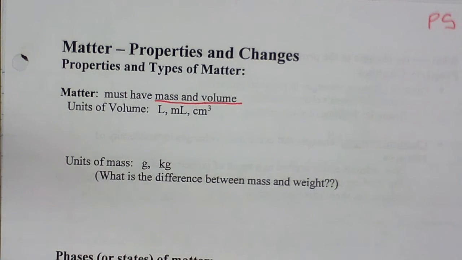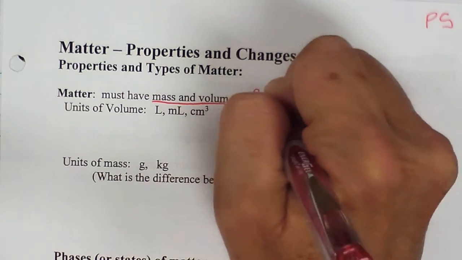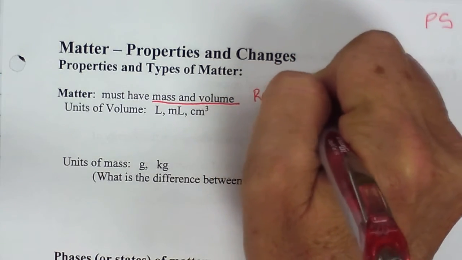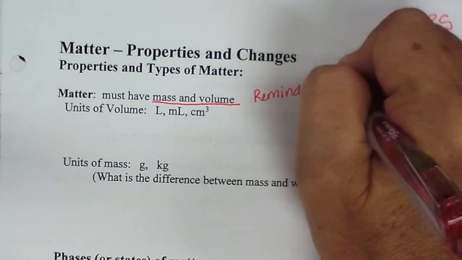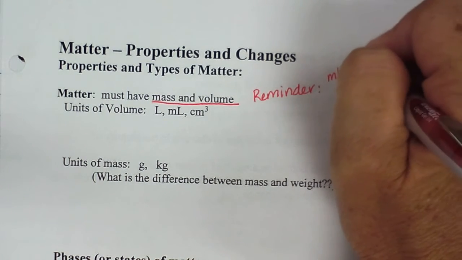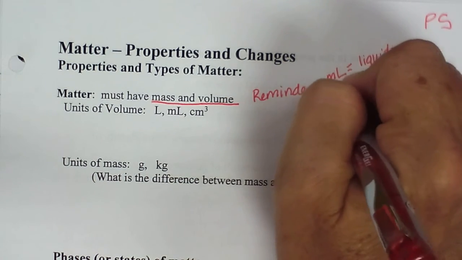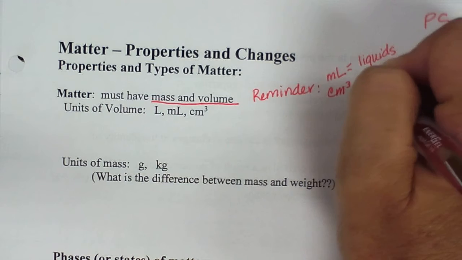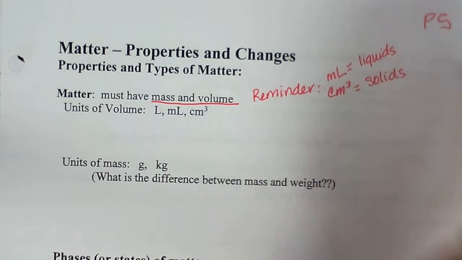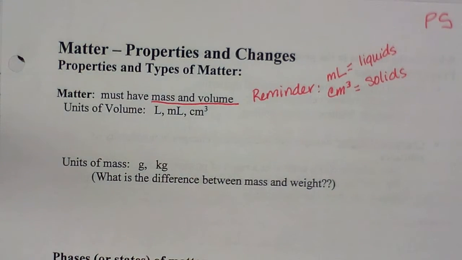So, we've already talked about the units of volume and the units of mass. I want to give you a little bit of a reminder. Milliliters for volume is generally used for liquids, and that's because we can pour them. And centimeters cubed is generally used for solids, because liquids will not make that cube, right? Remember we talked about that.